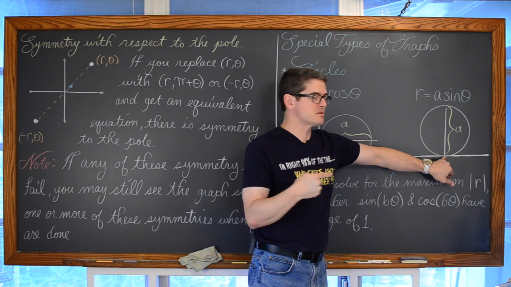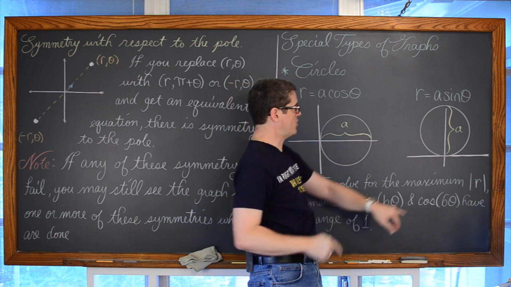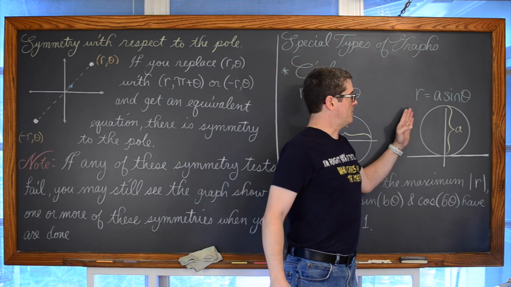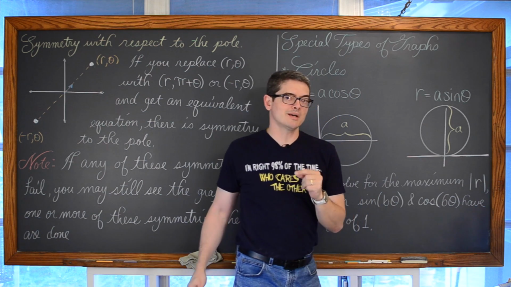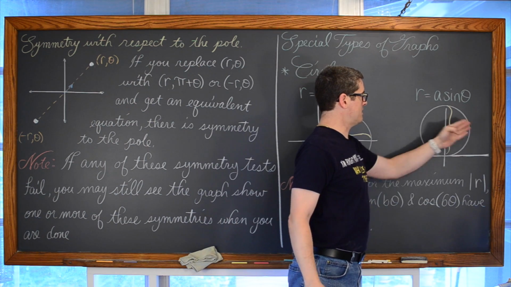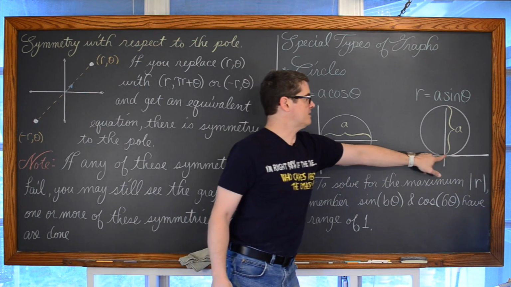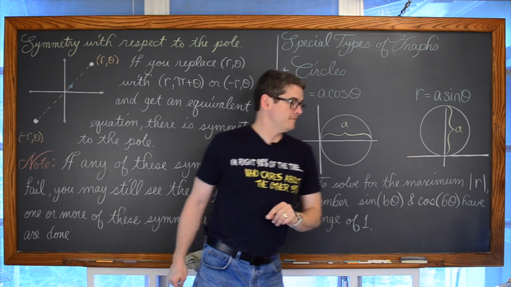again passing through the pole. I think I said pole instead of origin, origin instead of pole over here, but it is passing through the pole. Because the sine function is odd, it's going to be symmetric to the line theta is equal to pi over 2, and again, that entire diameter is going to be a.